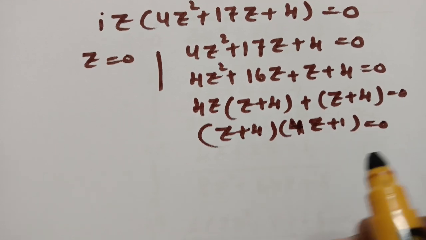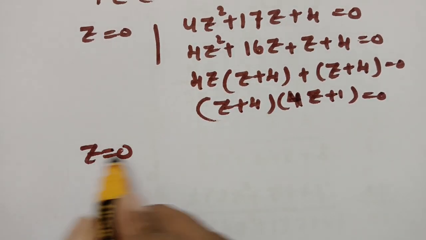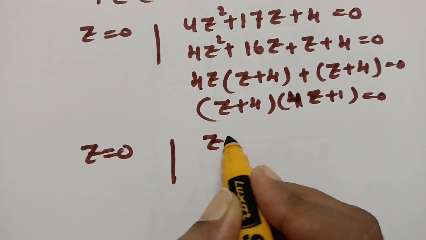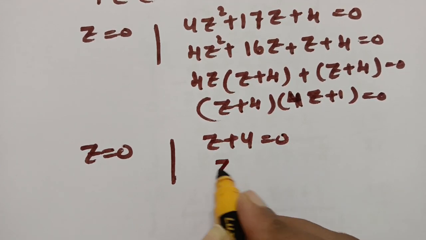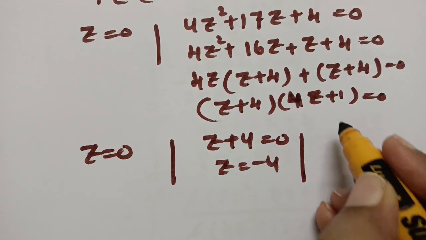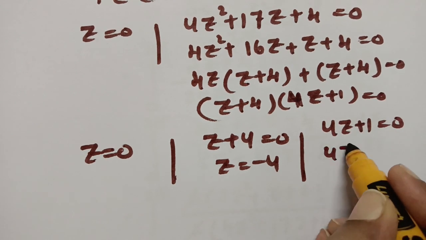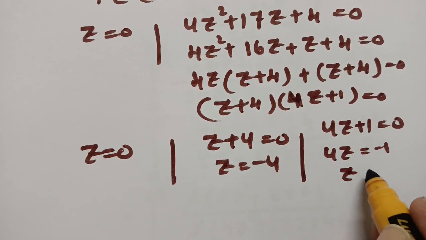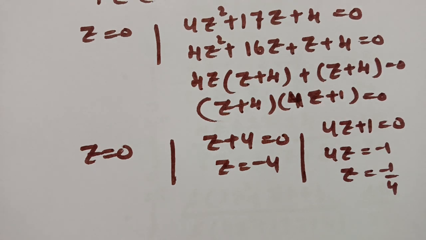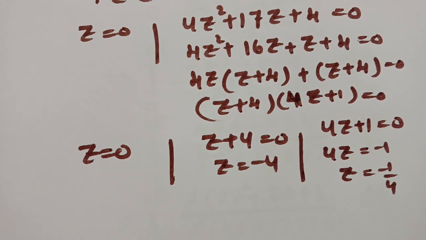0. Now z is equal to 0 is a simple pole, and if I equate z plus 4 to 0, then z is equal to minus 4. And if I equate 4z plus 1 to 0, then 4z is equal to minus 1, and z is equal to minus 1 by 4. And here the region I have shown you.